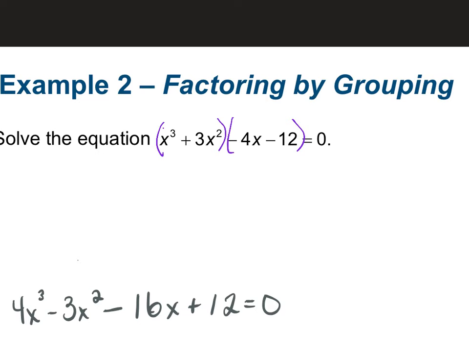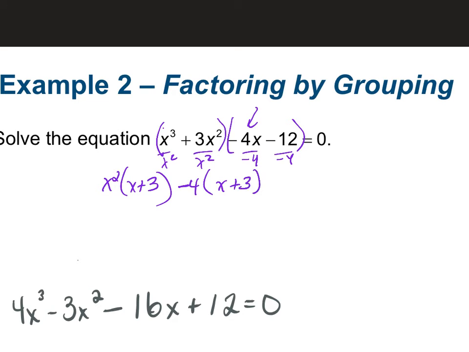So what can I take out of that first parentheses, x cubed and x squared? What can I take out? X squared. I can take out an x squared. Good. So when I divide x squared, I'm left with x plus 3, correct? Now in the second parenthesis, what can I take out of negative 4x and a negative 12? Remember, if it leads with a negative, you want to take the negative out. So what can I take out? Negative 4. Perfect. When I divide by negative 4, I'm left with x. Negative divided by negative is a positive 3.